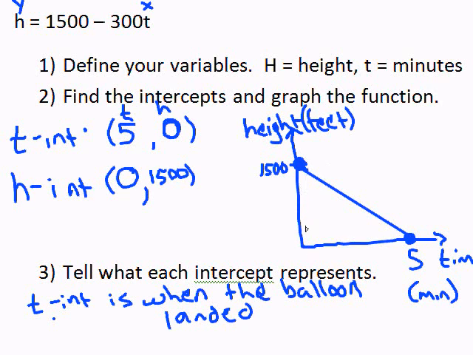What does the h-intercept stand for? Notice the h-intercept is (0, 1500) feet. So the h-intercept represents when the balloon started up in the air. So in this case, it's where the balloon started.